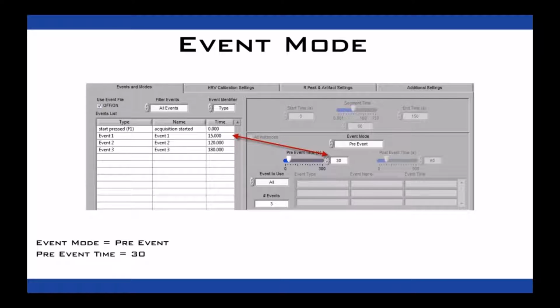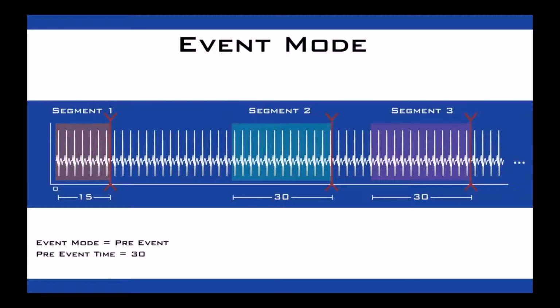The next segment we're going to look at is also pre-event, similar to the last one in that we're still looking at 30 seconds. However, if you notice on the left in my event log, my first event only occurs at 15 seconds. So if I choose this, it's only going to give me 15 seconds of data for that first event because I can't go back 30 seconds. We'll represent that on the next diagram here.